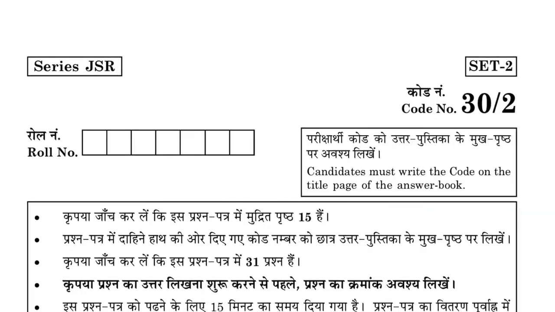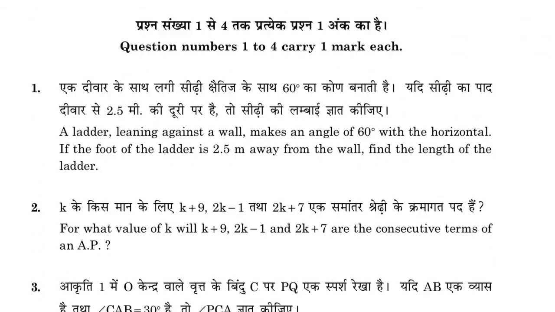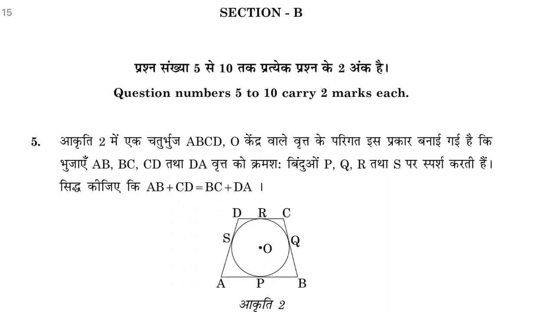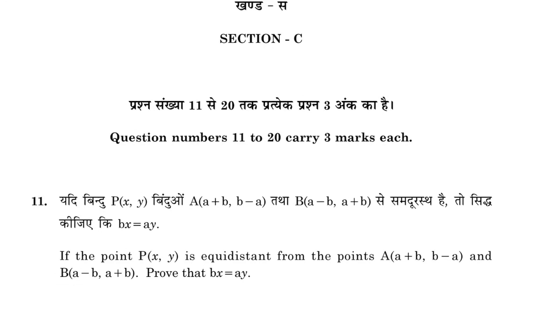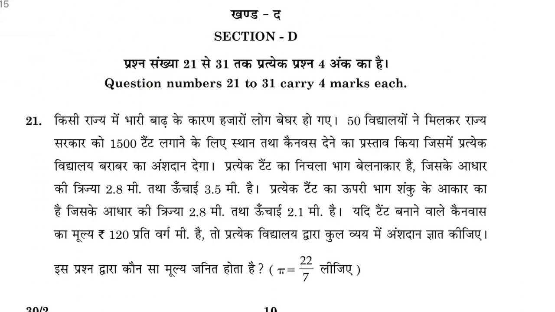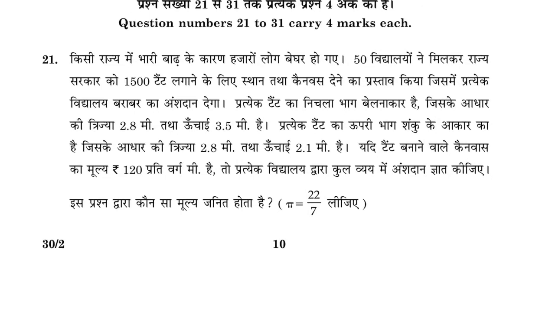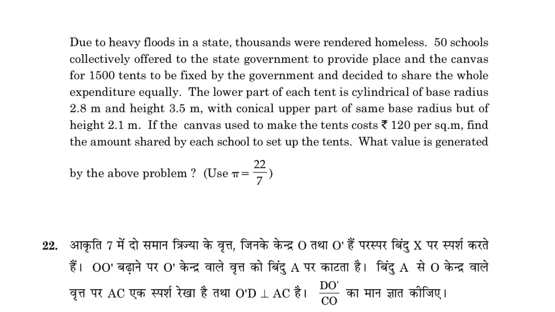Hello everyone. So we are continuing to solve our CBSE math board papers, and in continuation with the year 2016, this is set 2. We have finished section A, section B and section C in our previous videos, and now we have to move to section D. There are 11 questions of 4 marks each, and question number 21st.